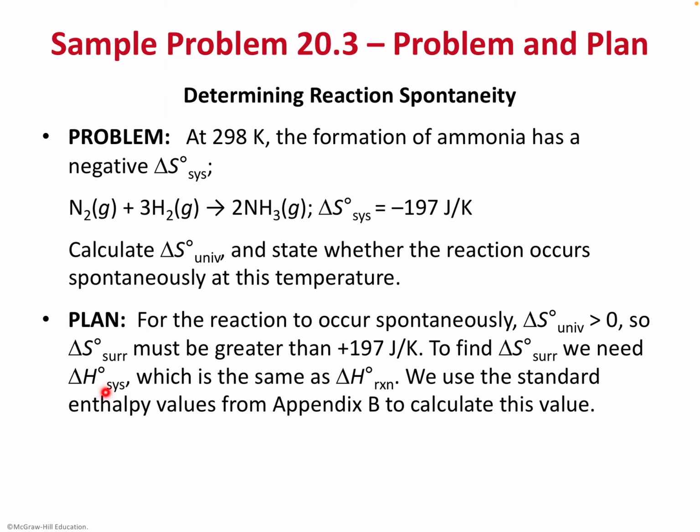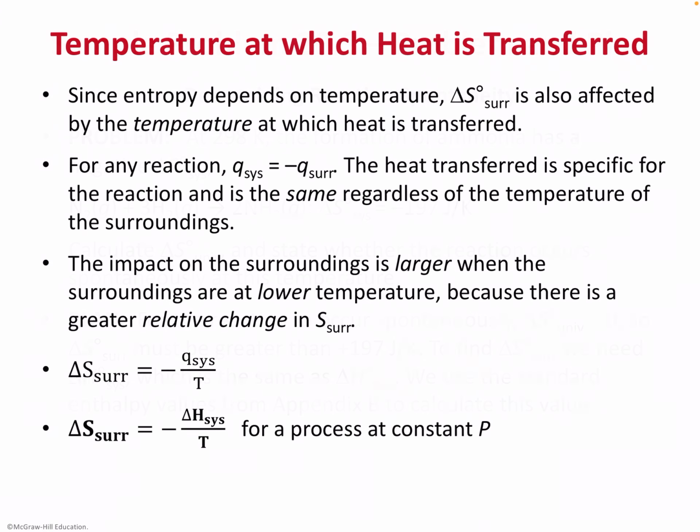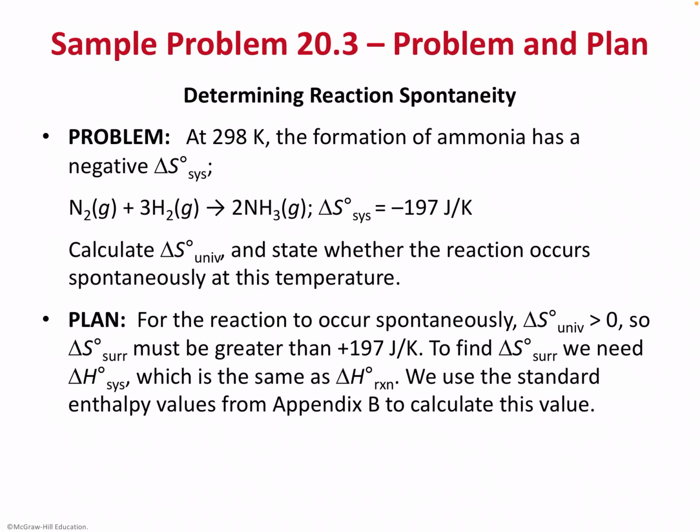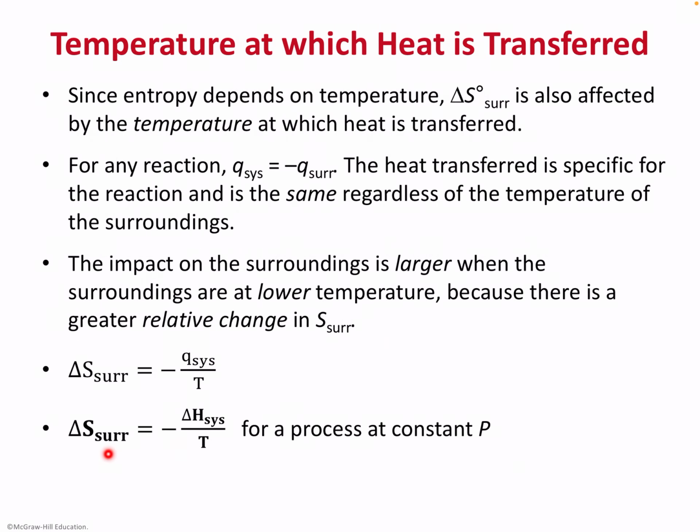We need delta H naught system. We need to find out the delta H of the system, which is the same as delta H naught reaction. So we use the standard enthalpy values from appendix B to calculate this value. So basically we are going to use this equation: delta S surrounding equals negative delta H system over temperature. Okay. And we are going to find out the delta H. It's the same equation I was going to show you over here.